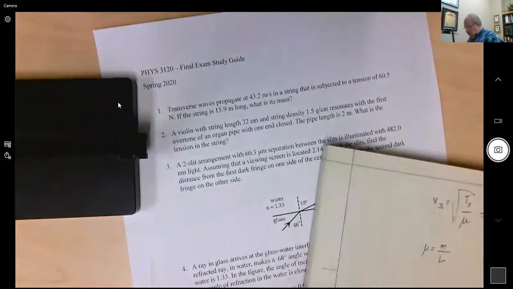So that's the first problem. Let's go ahead and look at the second problem.